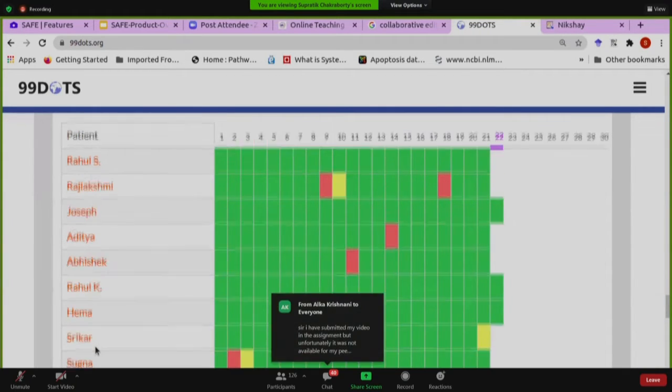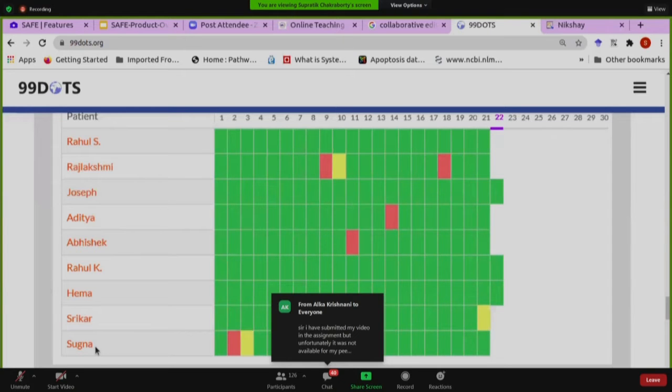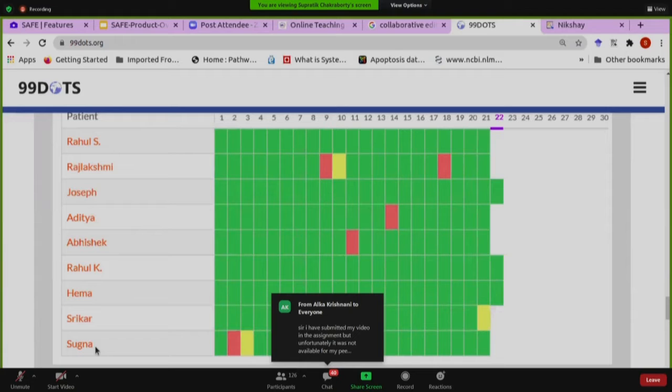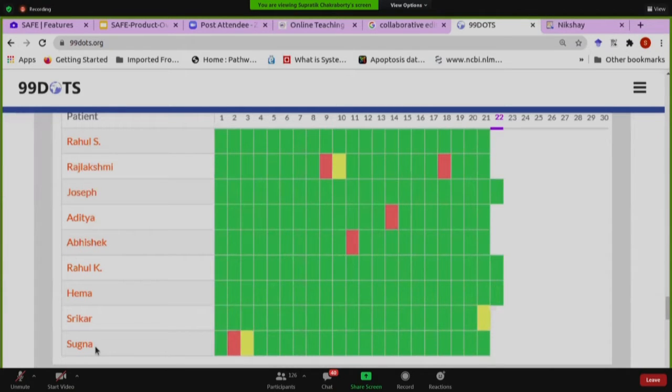So you see, it's a very simple solution, and it actually gives a very good overview of who's following the treatment regime and who's not. Some people may have missed it 1 or 2 days, that can happen, but then they followed it up after that, so they're doing fine. There's nothing to be worried about them.